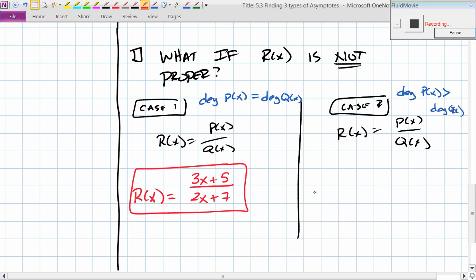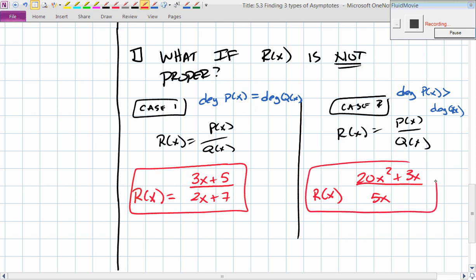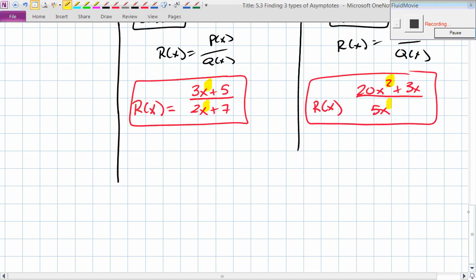Good. Now, let me give you an example of case number 2, where the degree on the top is larger than the degree on the bottom. That would look something like this: 20x squared plus 3x all divided by 5x. Do you see the difference between these 2 cases here? I know Rebecca does. Anybody else see the difference? Yeah, exactly. The degree here is a 1. The degree there is a 1. The degree here is a 2. The degree here is a 1. So on the left-hand side, case number 1, the degrees are equal. On the right-hand side, case number 2, the degree on the top is larger than the degree on the bottom. You guys good so far?